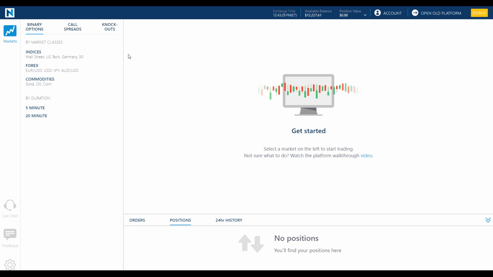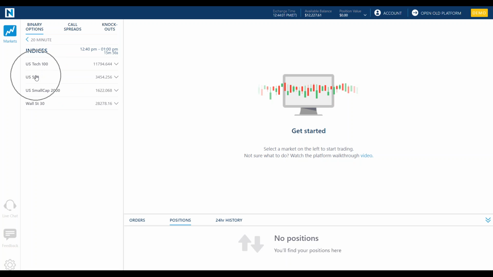But let's get into binary options. When you look up here on the left-hand corner of the platform, you do see our different products: call spreads, knockouts. In binary options, as I mentioned, we've got very short-term products, so 5-minute binaries. If I click 5 minutes, you're going to see all of our Forex pairs. These are all Forex options, foreign exchange. We do have 20-minute binaries, a little bit longer than 5 minutes. These are in our index products, the indices: the US Tech 100, which is the NASDAQ 100, the S&P 500, US 500, the Russell 2000, small and mid caps, and the Dow Jones Industrial Average, the Wall Street 30.